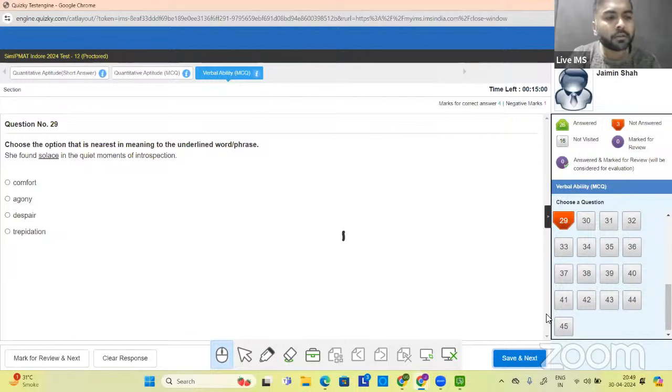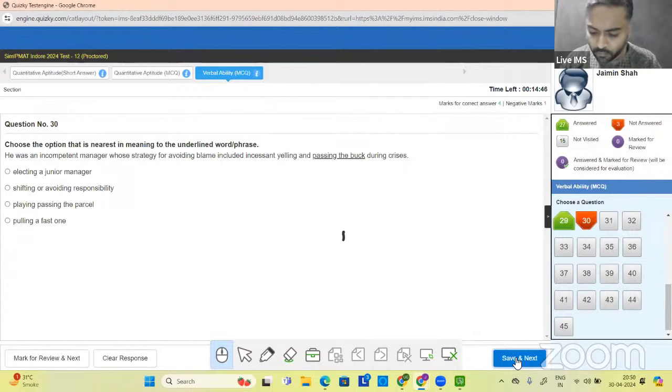Okay. She found solace in quiet moments of introspection. So I have to find the meaning here. She found comfort, discomfort, right? Nearest in meaning: he was an incompetent manager whose strategy for avoiding blame included incessant yelling and passing the buck during the crisis. Passing the buck is electing a junior manager, definitely no. Shifting or avoiding responsibility. Passing the buck, yes. Shifting the responsibility.